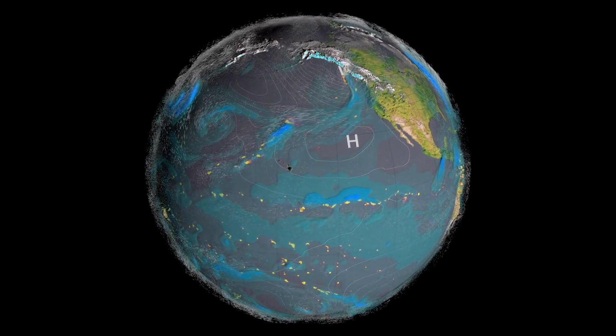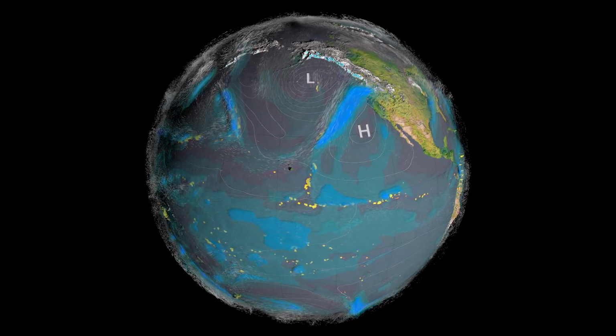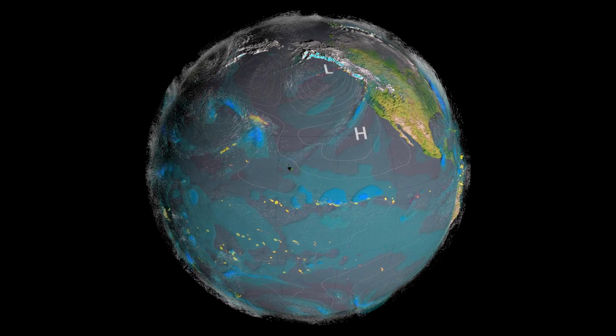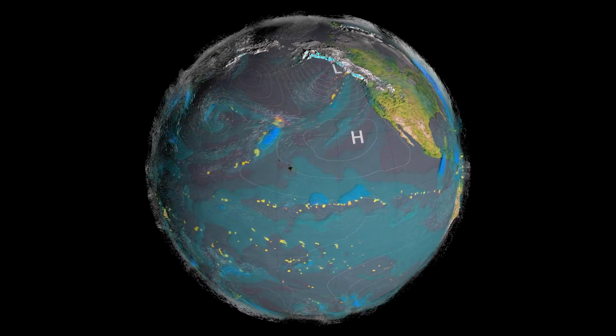Atmospheric rivers are not unique to the west coast of North America and occur around the globe, including New Zealand, Greenland, Antarctica, and the Middle East.